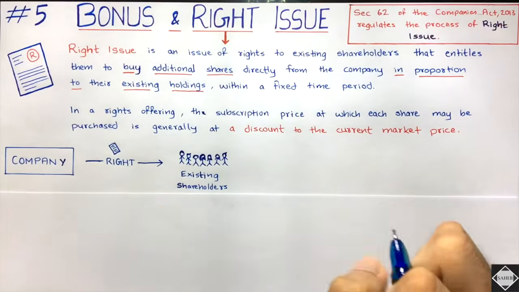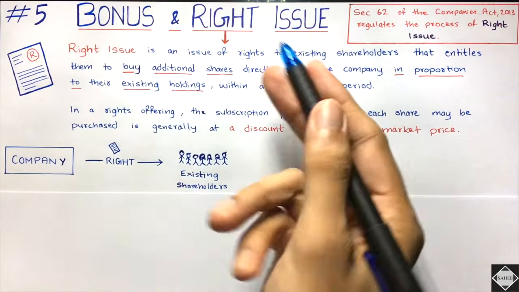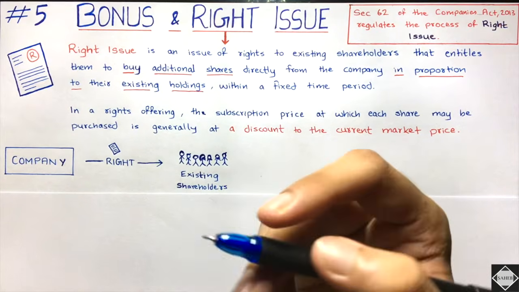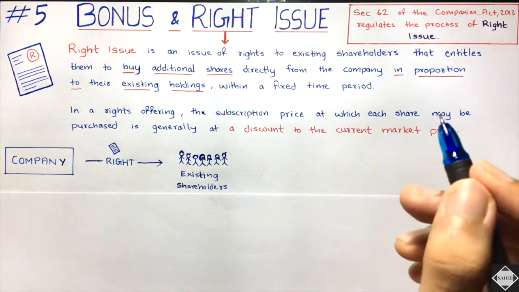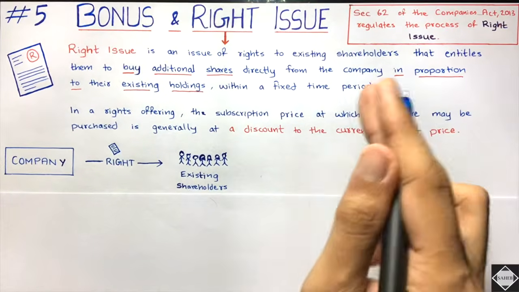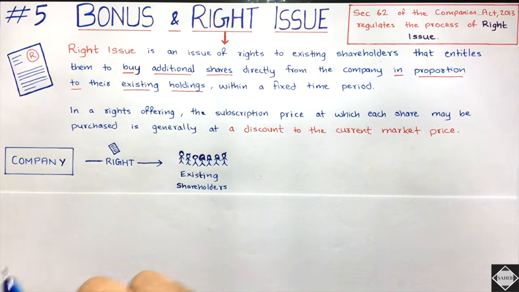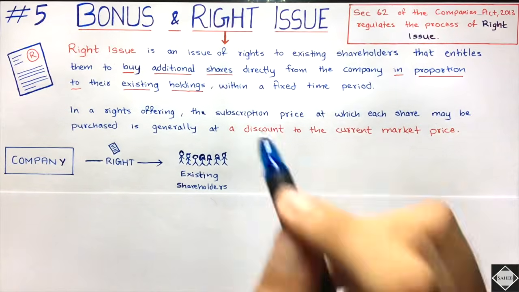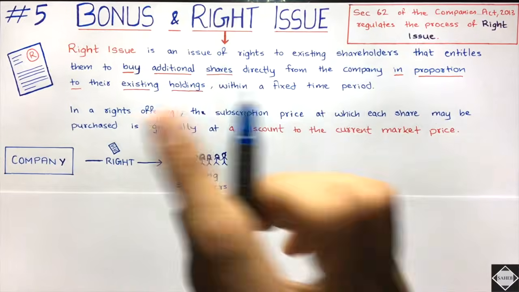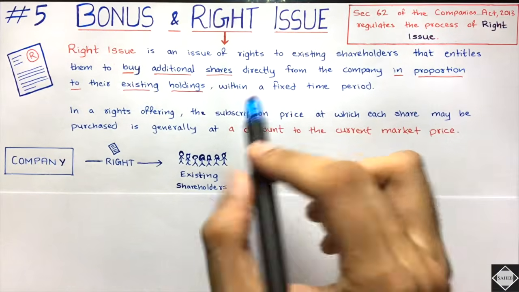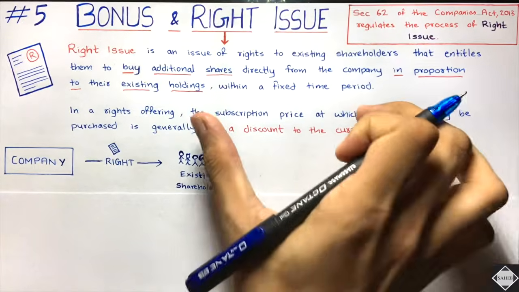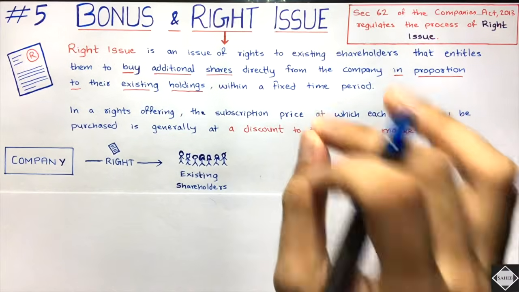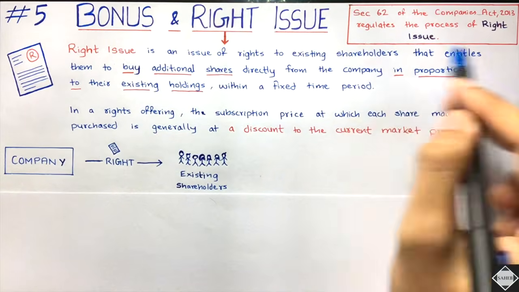The company will receive the money because the company is in need of funds. That is why the company is going for a right issue. Existing shareholders are getting first preference. That is what a proportion is: 1:2, 1:5, 1:3. The ratio will be decided by the company, and in the letter sent to each and every shareholder it will be mentioned, 1 for every 3, 1 for every 2. There will be a fixed time period within which all this should happen. We'll discuss that more while discussing Section 62 of the Companies Act.